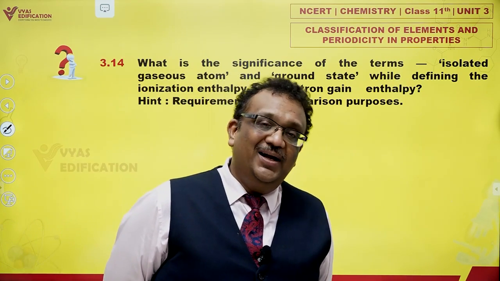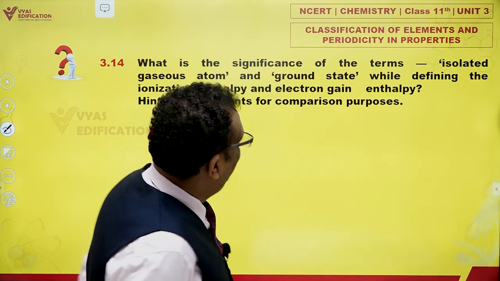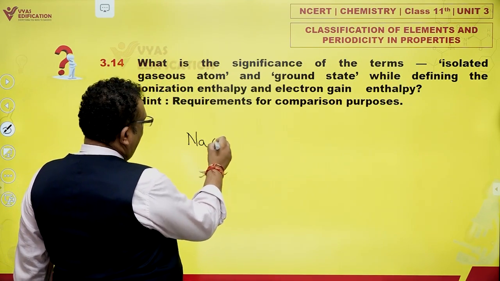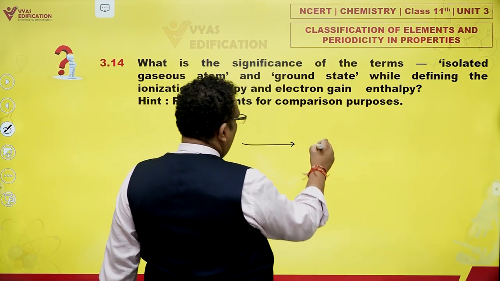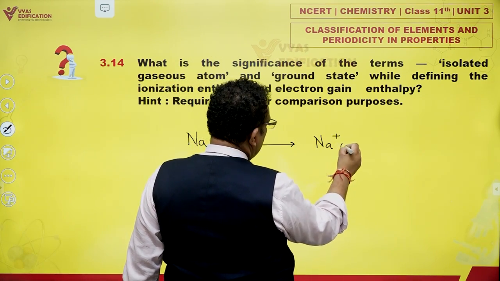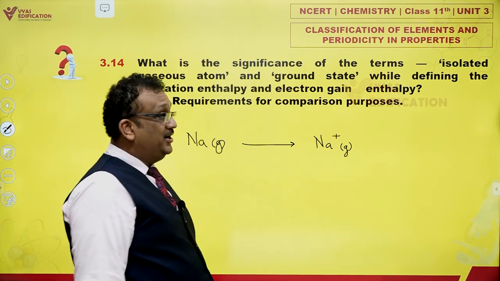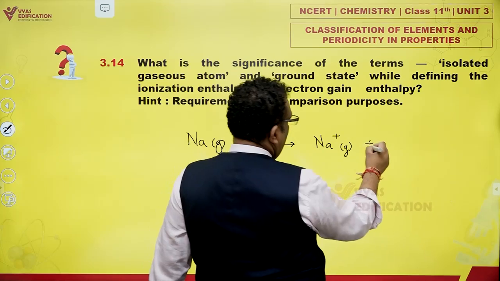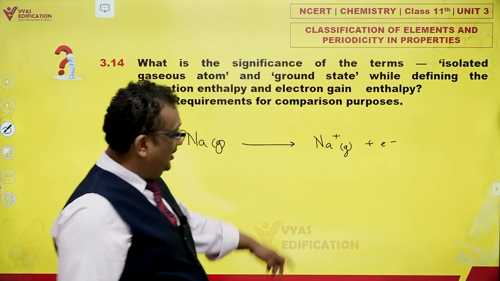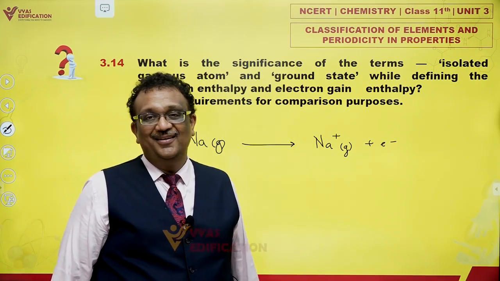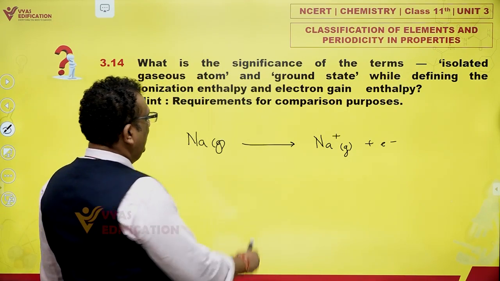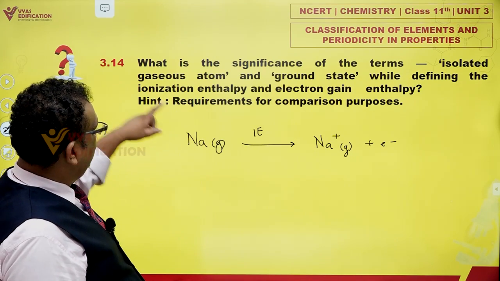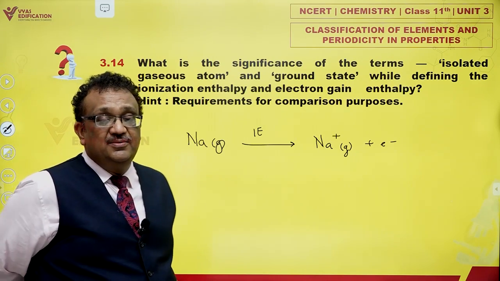First of all, what is ionization energy? It is the minimum energy required to remove the most loosely bound electron from an isolated gaseous atom in its ground state to form an isolated gaseous ion in its ground state. So this energy is called ionization energy. Now they are saying, what is the significance of the term isolated gaseous atom?